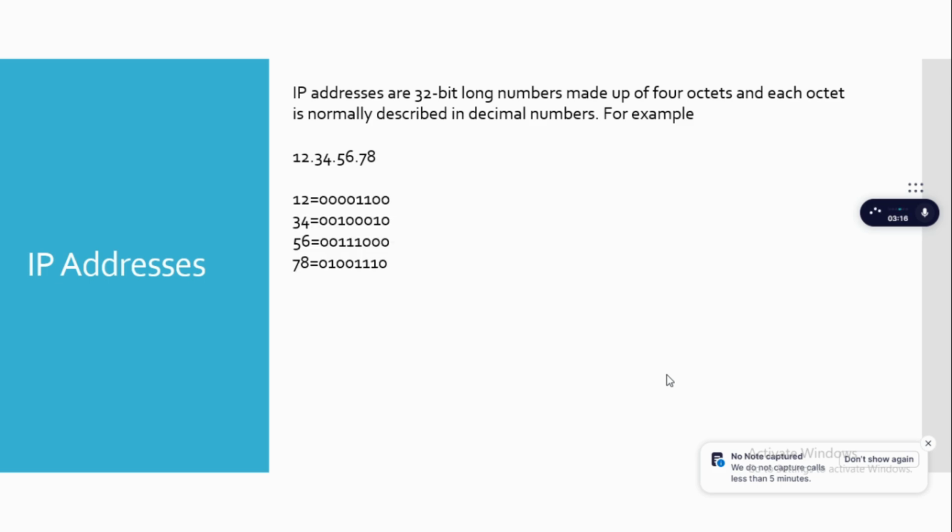So this IP address converted to binary gives us the binary value for each octet: 12, 34, 56, and 78. And as I said earlier, you have to note that the IP address belongs to the network, not to the device attached to that network.